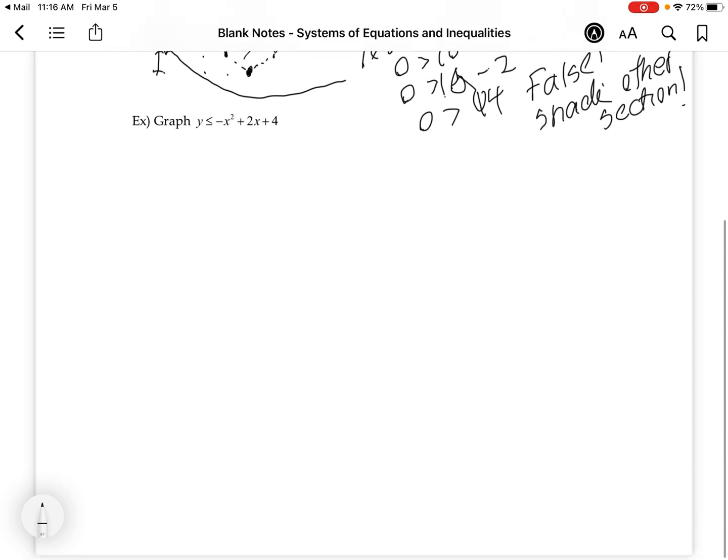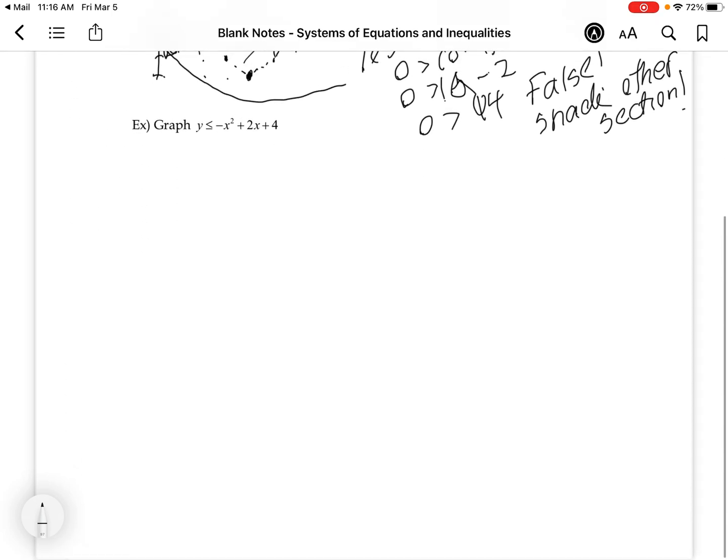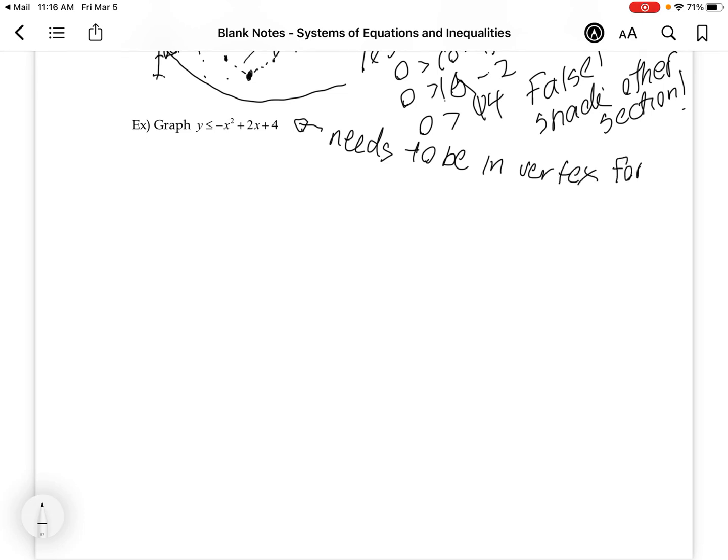Okay, now let's look at another one. For this inequality, y is less than or equal to negative x squared plus 2x plus 4. If we want to graph this, first we have to convert it into vertex form because it's not currently in vertex form. So this needs to be in vertex form. And the process that we go through to get it into vertex form is completing the square. So that's what we're going to do.